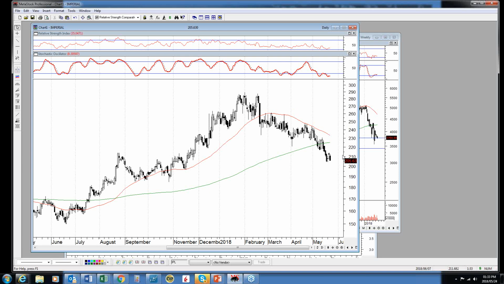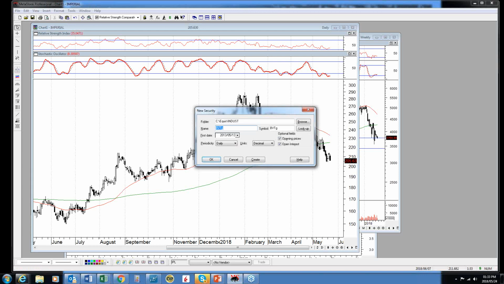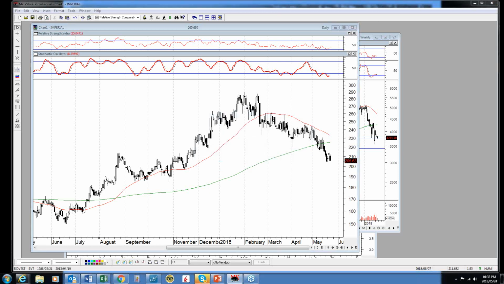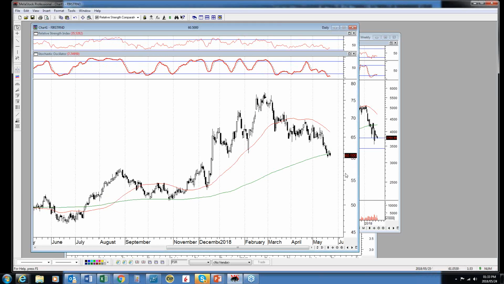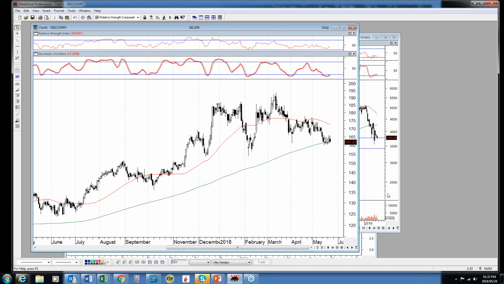And Bidvest we spoke about, but that's also a rounding top setup. Some of the other banks, your FirstRand, also testing its 200-day moving average. Discovery, we looked at, testing its 200-day moving average. So a lot of these domestic stocks are looking similar in the sense that they're all a bit weak at the moment, trading around their 200-day moving averages and threatening to break below. Right, so that was that. Okay, someone else asked about Barclays.